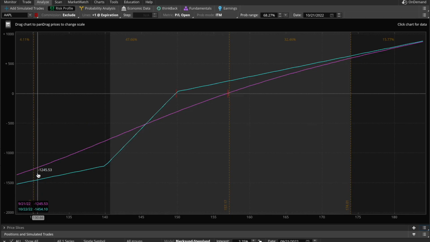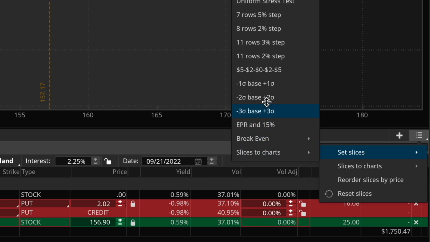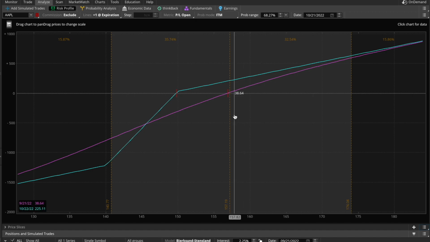And then one final thing to note about these lines right here, if you want to reset them back to where they were at the beginning, just come down here to this bar and see price slices, go to the far right and click on this button, and then go to set slices and set them back to, I typically do a 1 standard deviation range, which as you can see here is shown by -1 sigma base plus 1 sigma. Kind of complex there, but that's basically what this means. This here is 1 standard deviation. This is 2 standard deviations, and this is 3. So you can take your pick, but again, I typically do a 1 standard deviation range. And there we go, everything's reset.